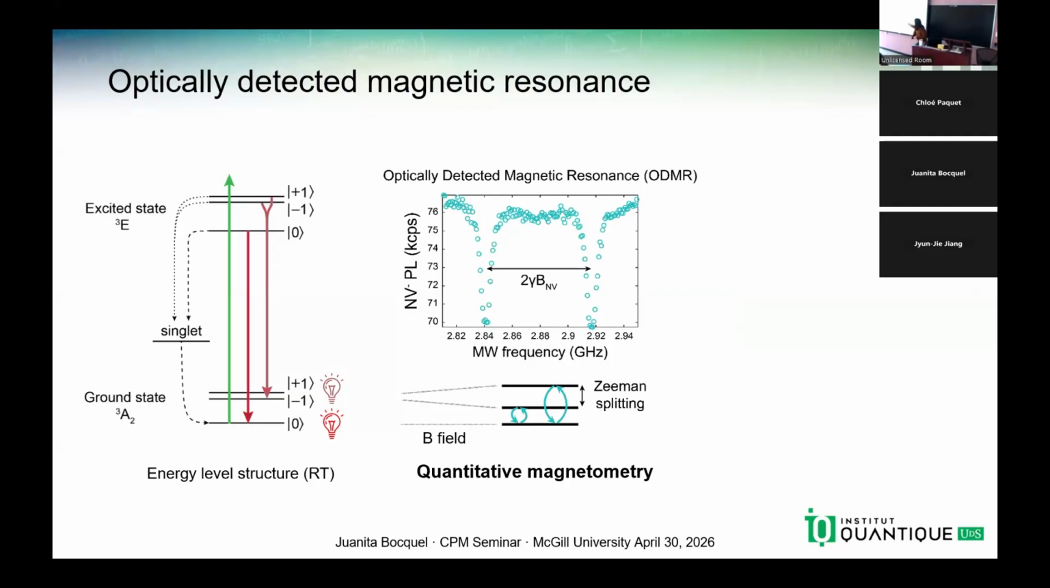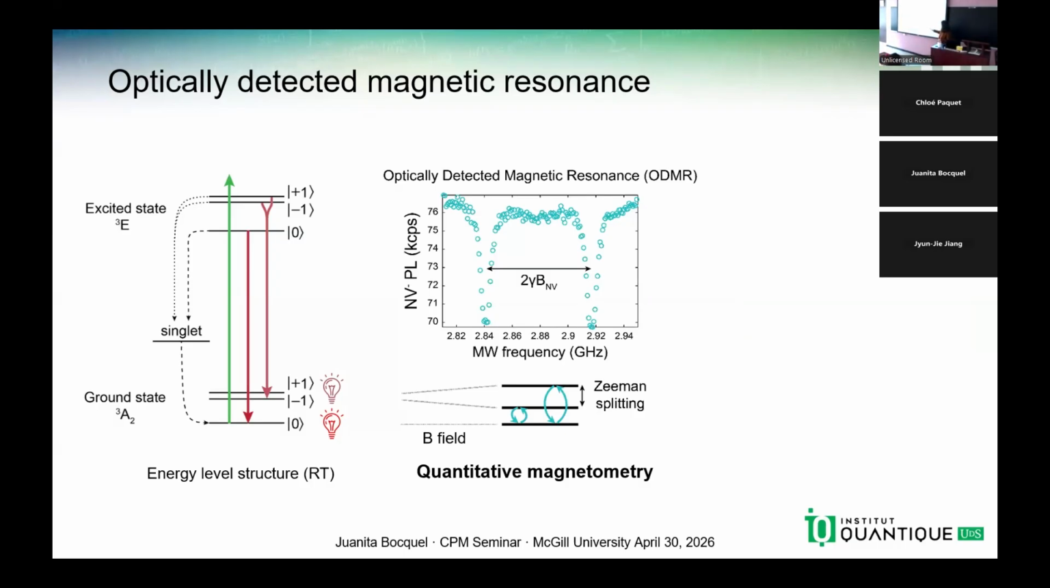So if you split the ground state using a magnetic field, you can split the ±1. And when you sweep your microwave frequency and you hit this particular resonance and transition, your population is transferred from 0 to -1, and you will see a sharp decrease in photoluminescence that comes from the photophysics of the defect.